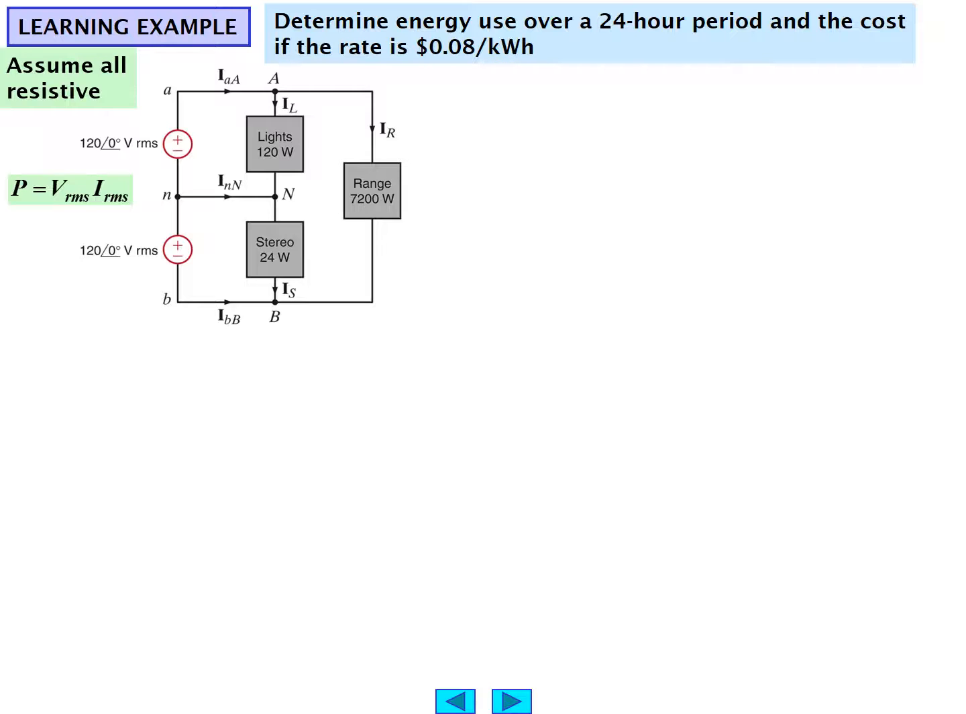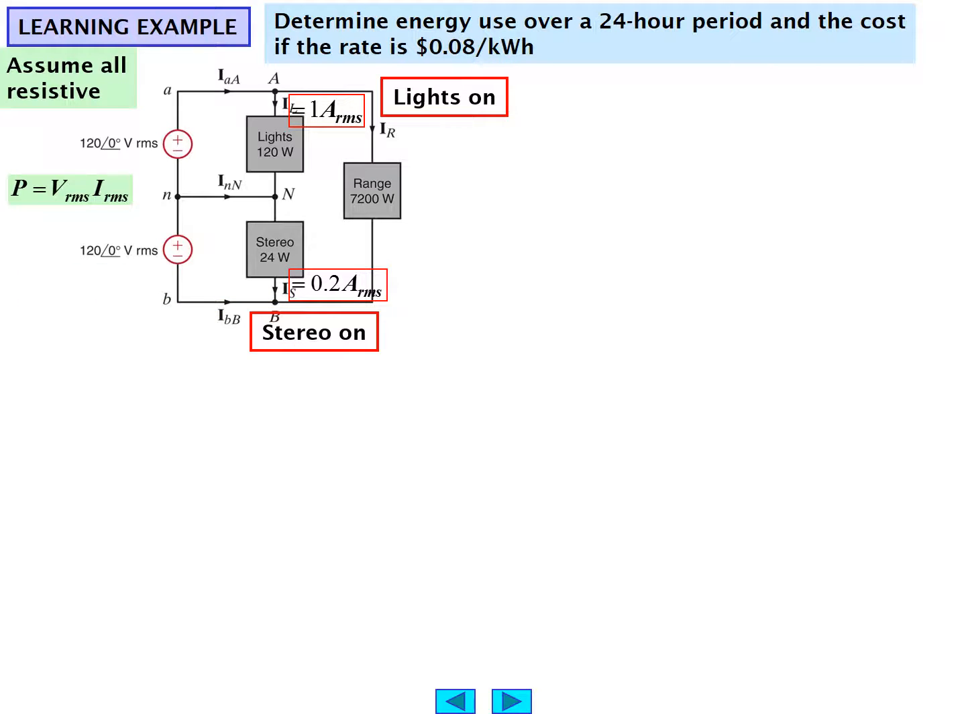The power P then is VRMS times IRMS. With the lights on, we end up with 1 ampere RMS because we have 120 volts RMS with 120 watts, which means that we have 1 ampere of current flowing. And with 120 volts and 24 watts, we take 24 divided by 120, we get 0.2 amps RMS if the stereo is on. The range then would consume 240 volts at 7,200 watts. That'd be 7,200 watts divided by 240 volts, or 30 amperes RMS, which is quite normal and nominal for an electric range.